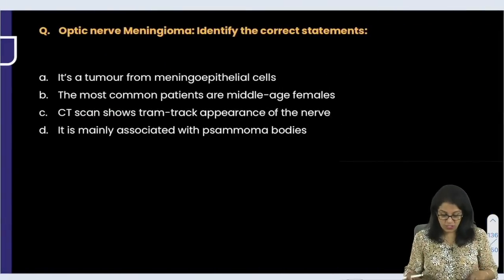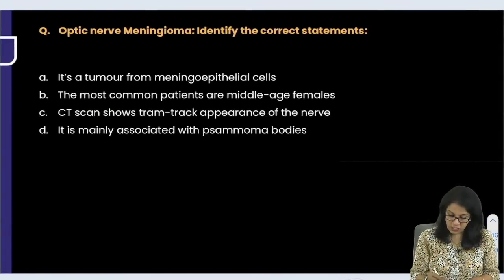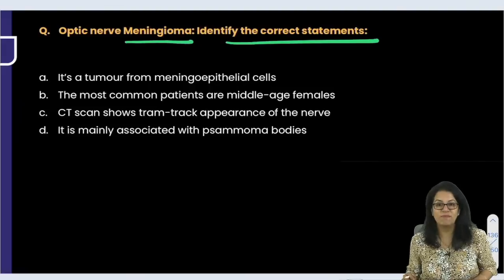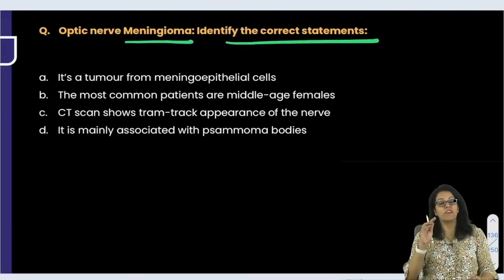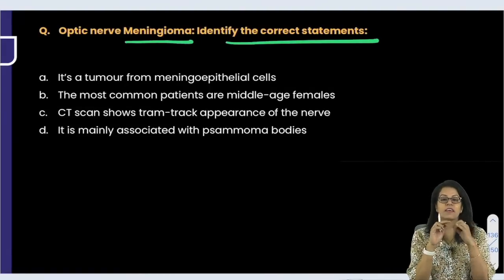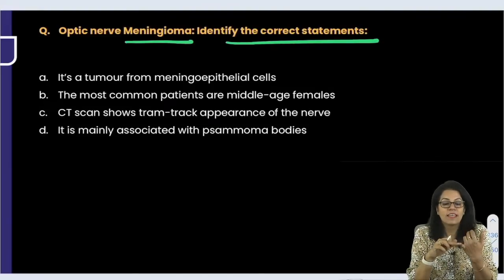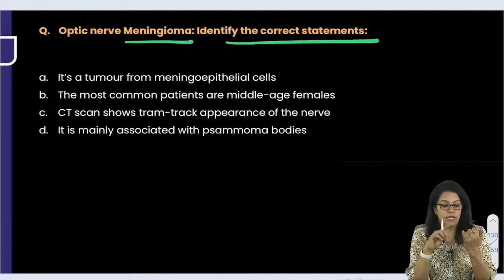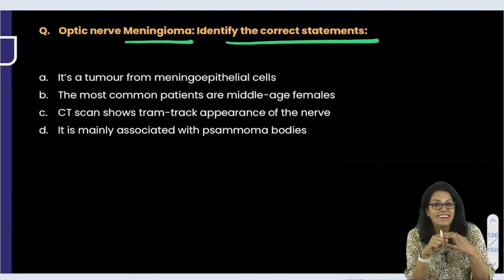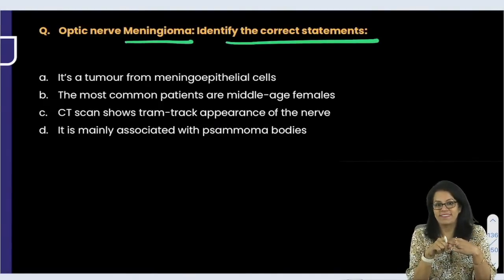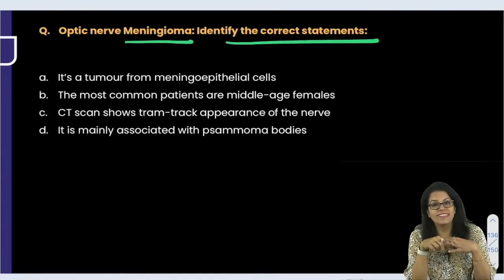Okay, we come to the next question here. Optic nerve meningiomas, identify the correct statement. You all should be very, very clear about meningiomas. Quickly, let's revise. Meningioma is mainly in middle-aged females, whereas optic nerve glioma is in children, female children. First of all, you should remember this. Optic nerve glioma is from astrocytes, meningioma is from meningoepithelial cells.